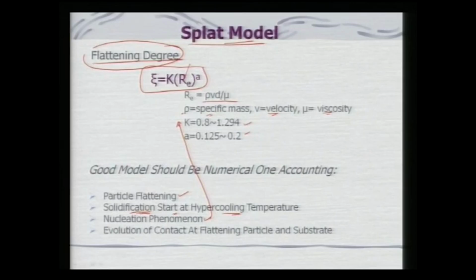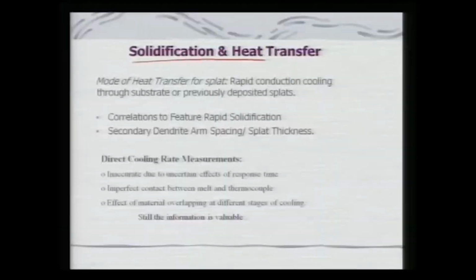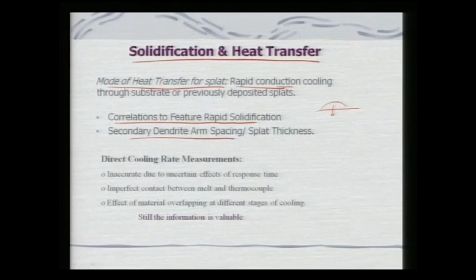And again, we can see the evolution of contact between the flattening splat and the substrate is also very critical. There are certain other concerns as well: solidification and heat transfer also dictate the overall development of the coating. The mode of heat transfer for a splat dictates the overall rapid conduction, because as soon as a splat is deposited, it is experiencing some sort of conduction, it has to conduct the heat for its solidification. So it correlates well to the feature of rapid solidification, and that in turn forms the secondary dendrite arm spacing, and also dictates the overall splat thickness.